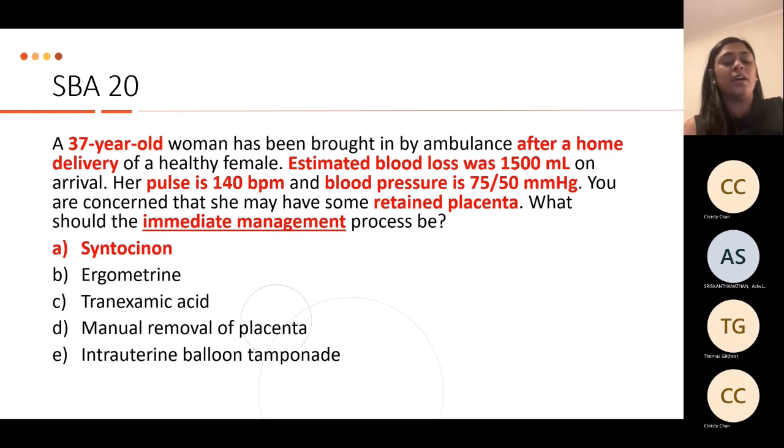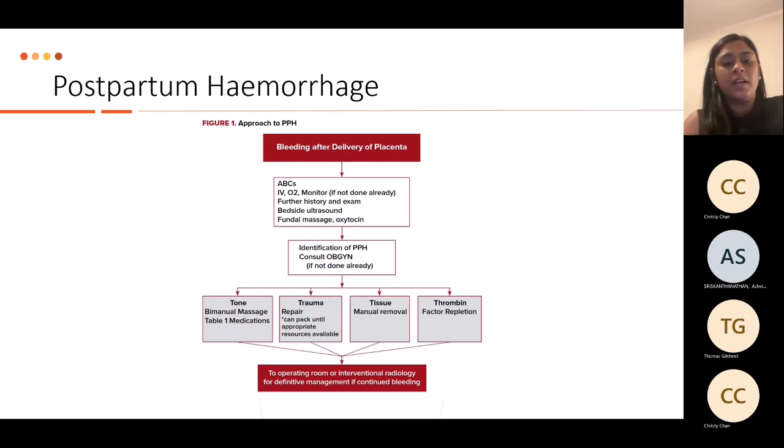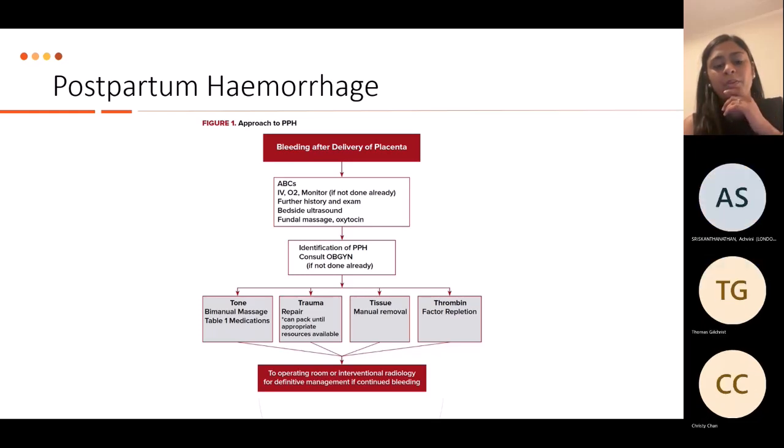But yes, if an IV infusion of syntocinon does not work, you do want to head towards surgical management, which in this case, the best option is a manual removal of placenta. Hopefully that makes sense. And again, I think this comes from the RCOG, although don't quote me on this one, but effectively, this is your four T's of a postpartum haemorrhage. The most common is tone, followed by trauma, and then tissue. So that's just to recap your four T's.